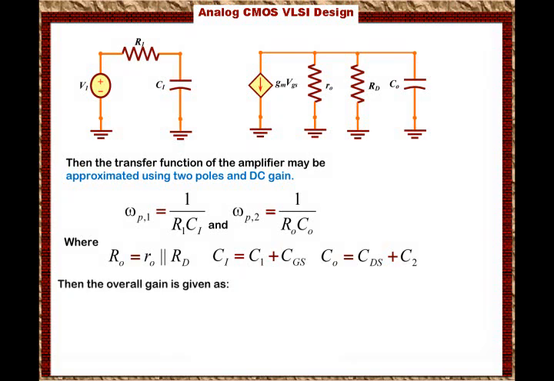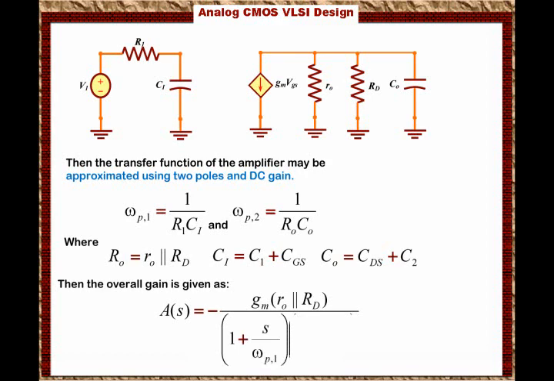Then the overall gain is given as A of S will equal minus gm times RO in parallel with RD. This is basically the intermediate gain, or what we call the DC gain of the circuit, divided by 1 plus S over omega P1 times 1 plus S over omega P2. So note that what we did here is use Miller's theorem. That's why Miller's theorem is powerful.